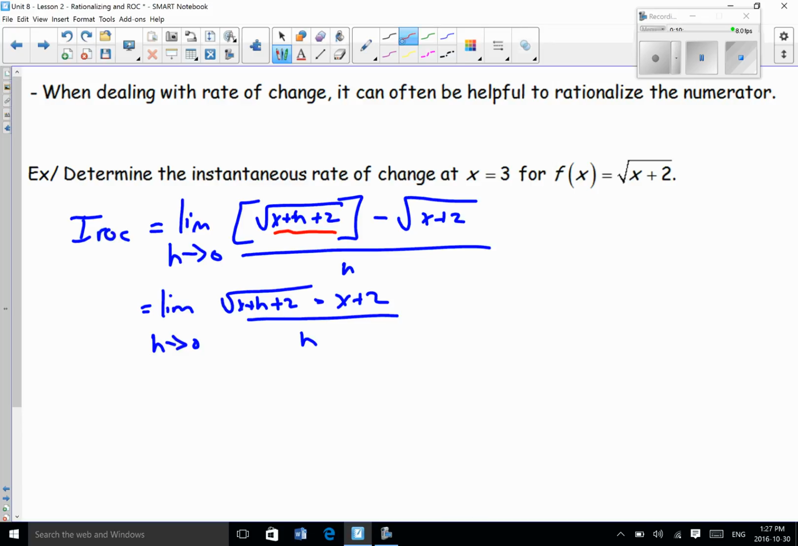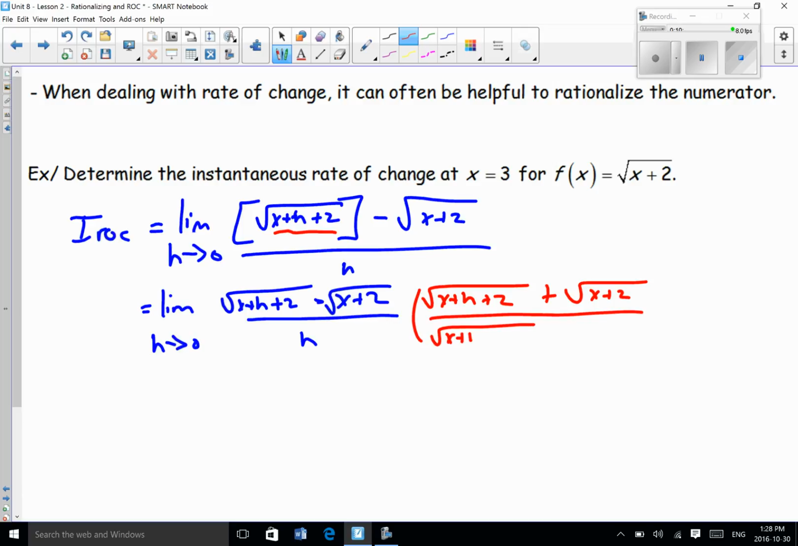And I'm going to rationalize this by multiplying by the exact same thing, but with the opposite sign in the middle. So right now there's a minus sign between the roots, so I'm going to put a plus sign in between the roots. On the bottom, exactly the same thing.